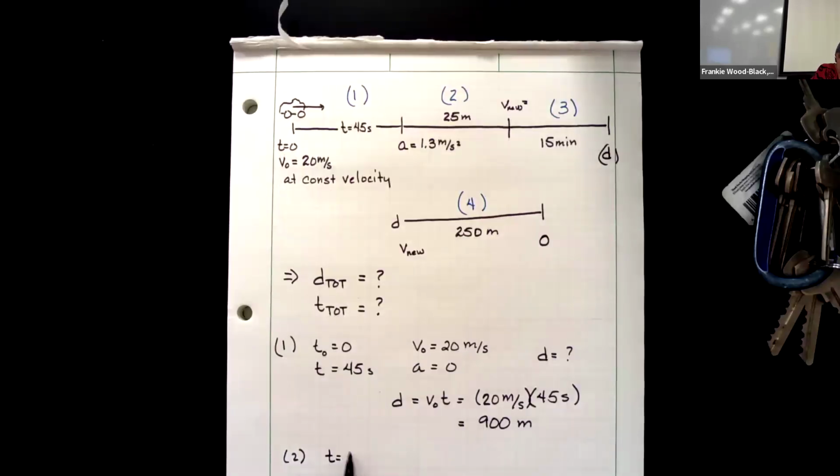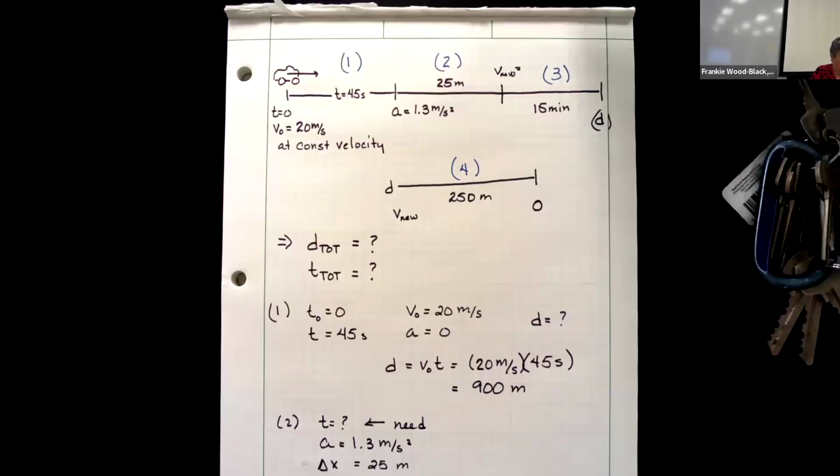For part 2, I don't know time, but I'm going to need it. I know my acceleration, which is 1.3 meters per second squared. I know my change in position, which is 25 meters. And I need to know my new velocity. So now I know my distance, so that's good, but I've got to know this new velocity.